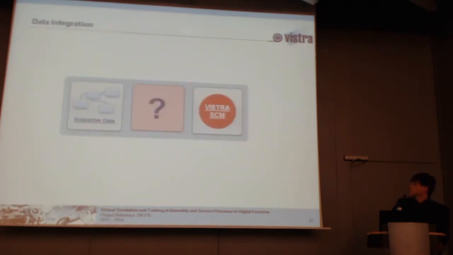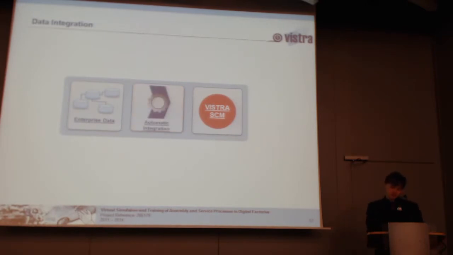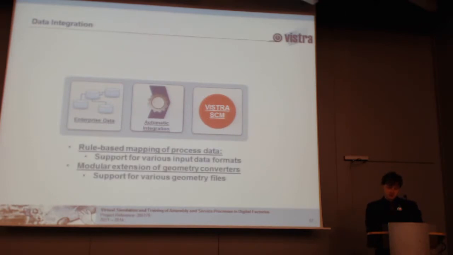And the question is now how to move on from enterprise data into our fine-grained semantic structure. To do so, we are developing automatic integration mechanisms. We're using rule-based mapping, which supports various import formats. Each enterprise uses different data and has a different toolchain, so we also have to cope with various geometry files, and therefore we have the possibility to modularly extend our integration tool by various geometry converters.